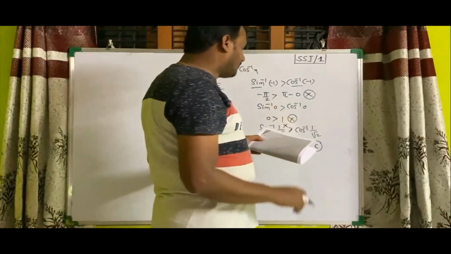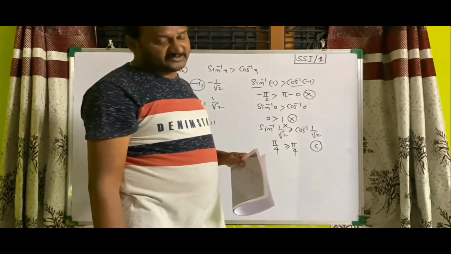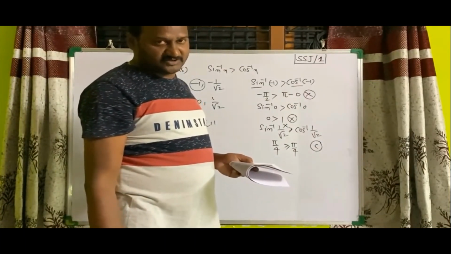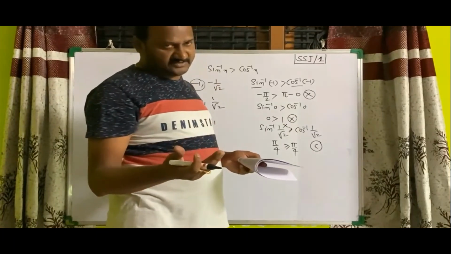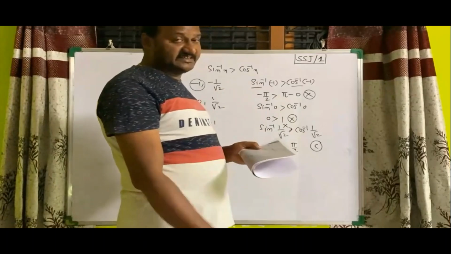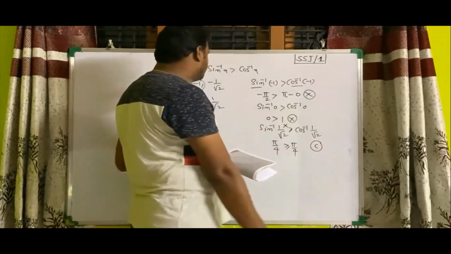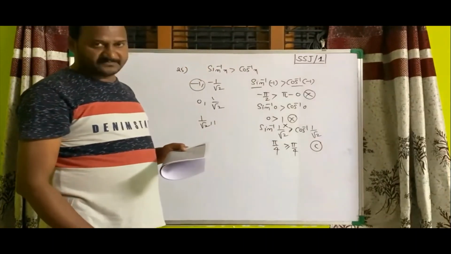Because even if you take 1 here, so sine inverse of 1 and cos inverse of 1. Sine inverse 1 is pi by 2 and cos inverse of 1 is equal to 0. So obviously pi by 2 is greater than 0. That can be one value, which can predict that C is the correct option. And D is obviously not a correct option. Therefore your option for the 25th problem is C.